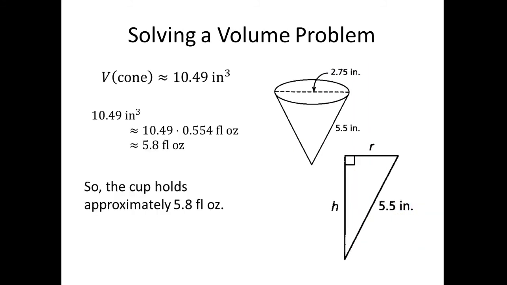Now the volume of the cone is 10.49 inches cubed, but they wanted the volume in fluid ounces. So if I want to convert 10.49 cubic inches to ounces, I need to multiply by the number of fluid ounces per cubic inch, which is 0.554. Multiplying, I get 5.8 fluid ounces. So the cup approximately holds 5.8 fluid ounces.